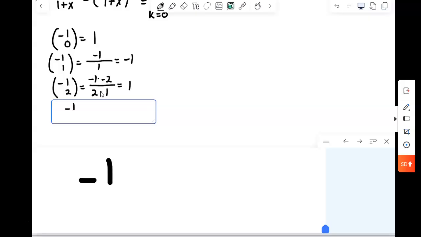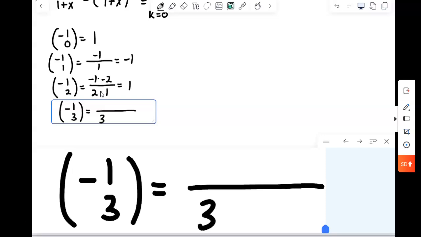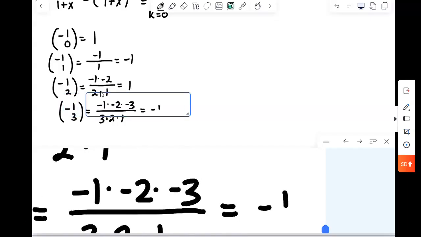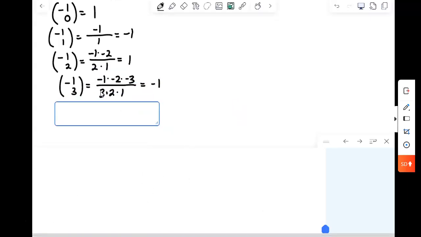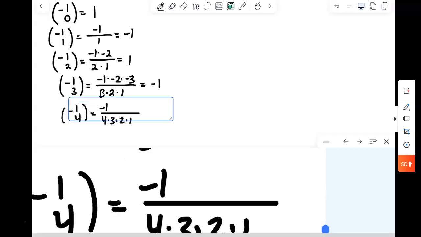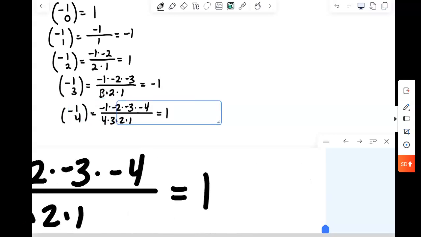And then keep going. Minus 1, choose 3. On the bottom, we're going to have three things, 3 times 2 times 1. On the top, we'll have three things. Minus 1 times minus 2 times minus 3 is back to a minus 1. And so maybe one more. Minus 1, choose 4. We're going to have four things on the bottom, 4 times 3 times 2 times 1. On the top, four things: minus 1 times minus 2 times minus 3 times minus 4. In other words, back to a positive 1.